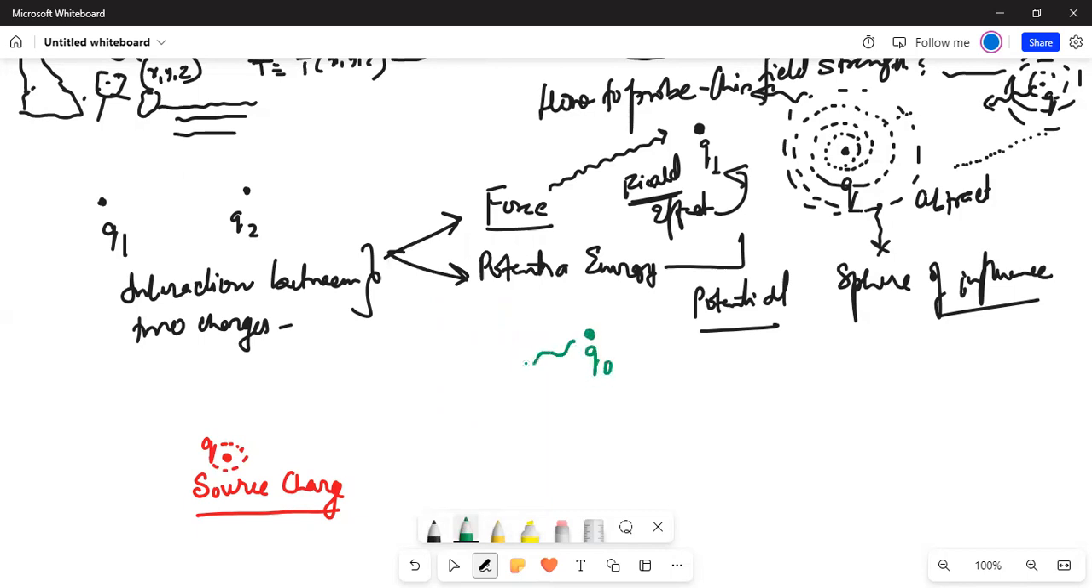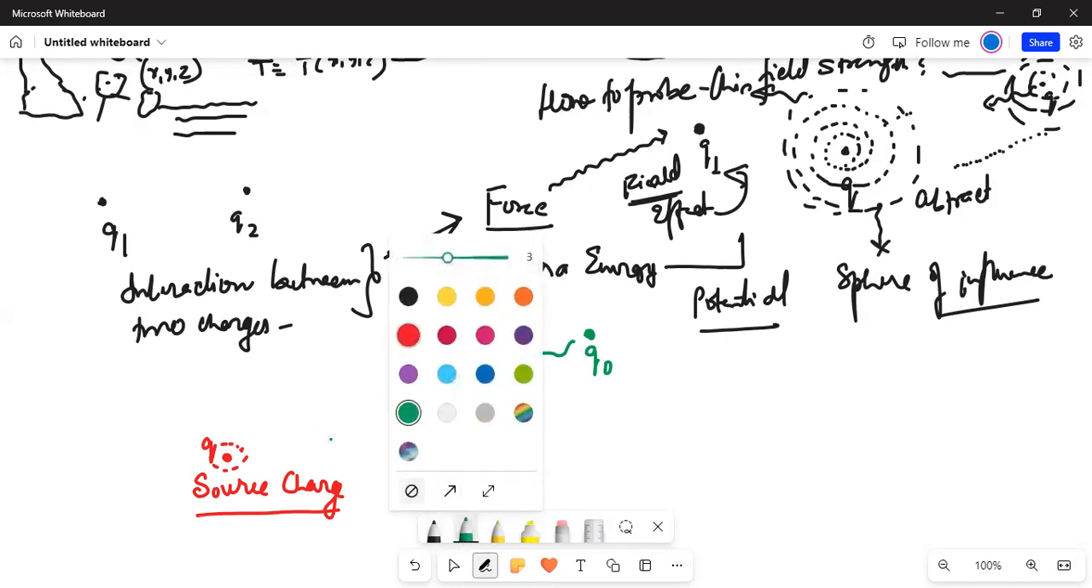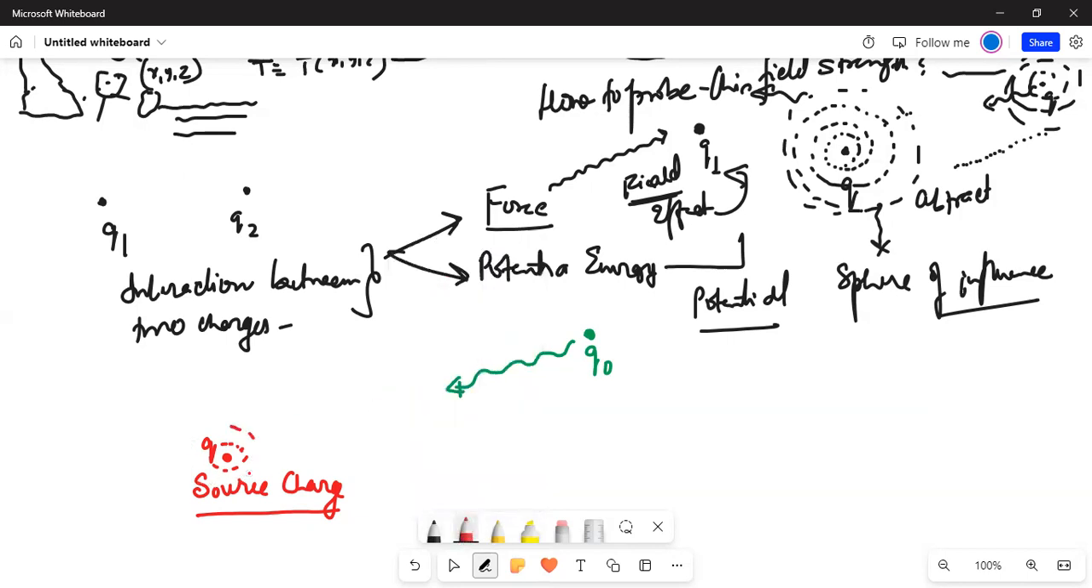We'll try to bring a test charge. Now you would say, if I bring a very big charge, then it will distort the field, isn't it? It will distort the field. Distort, samajhte ho na? It will distort the field. So what is the prescription?